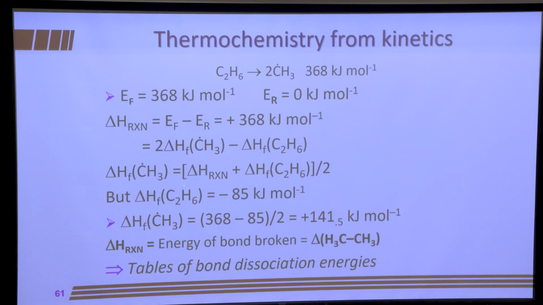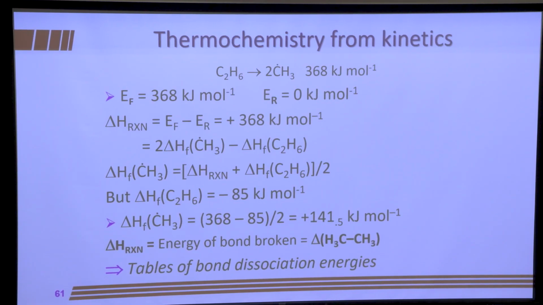The heat of formation of ethane is known from a bomb calorimeter, I should say, as minus 85 kilojoules per mole. We can get that from bomb calorimetry. Then the heat of formation of a methyl radical, we can now calculate. It's 368 minus 85 divided by 2, and it's 141.5 kilojoules per mole.